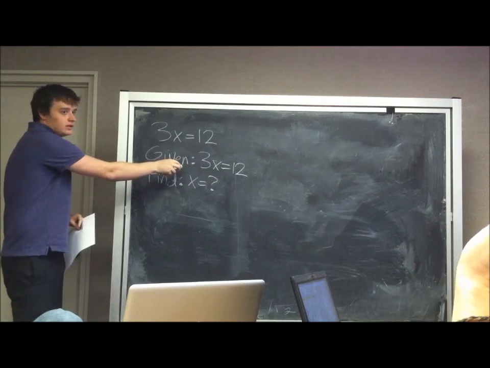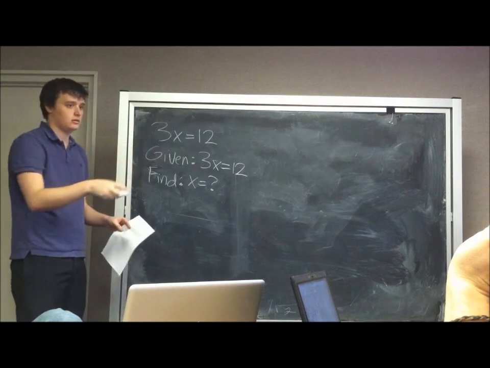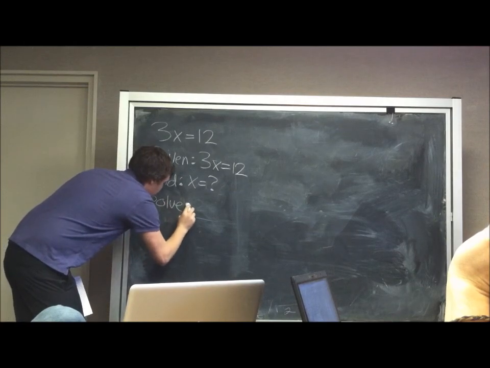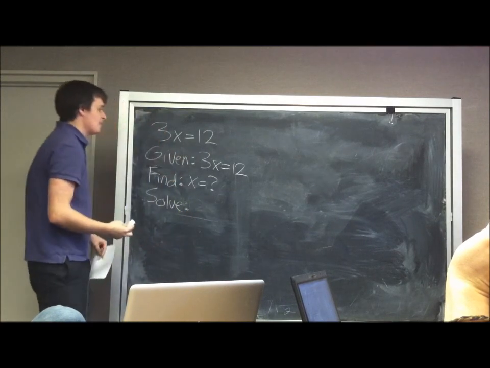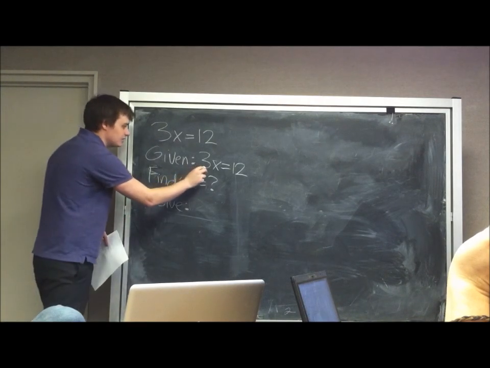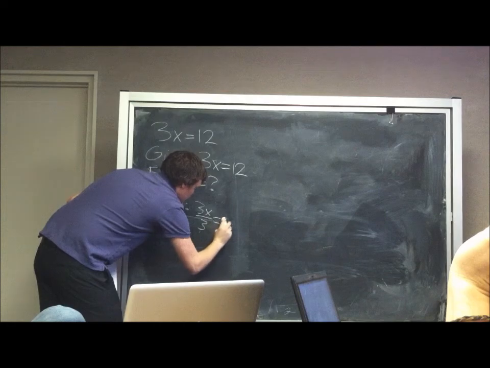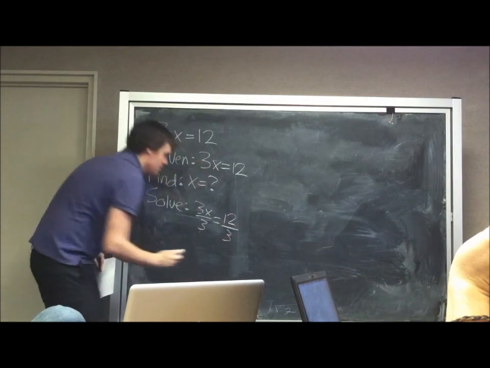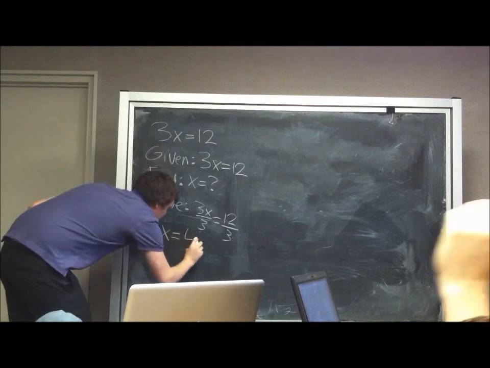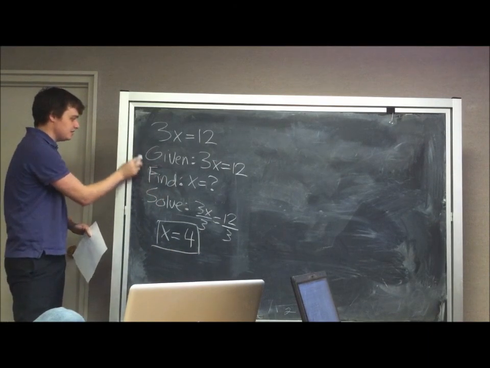So now we know what we're given. We know what we're trying to find. What's the next step? Can anyone tell me? Mr. Zellner. Solve for x. Solve for x. Perfect. Okay. Now, can anyone tell me how to go about actually solving for this? Right. We're going to divide both sides by 3. x equals 12 divided by 3, and we're going to get that x equals what? 4. Perfect.